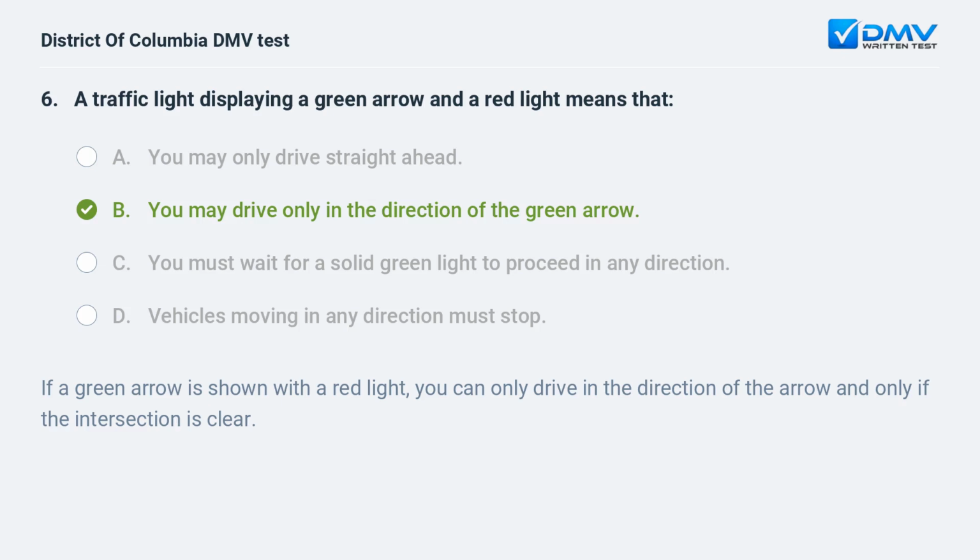If a green arrow is shown with a red light, you can only drive in the direction of the arrow and only if the intersection is clear.